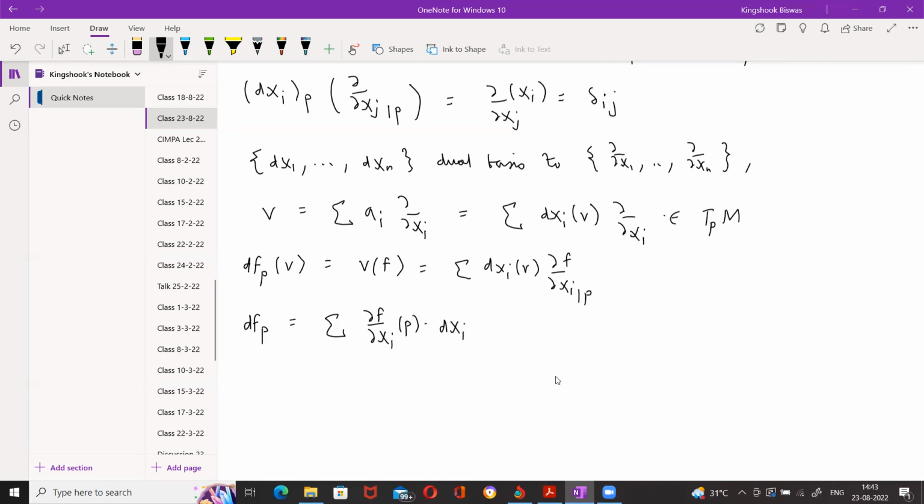Now, what about the derivative of a map between manifolds? If I have two manifolds and a smooth map between them, say phi from M to N, where this is P and the image of P is Q, then what is the natural thing to expect? The derivative of phi should be a linear map from the tangent space at P to the tangent space at Q, right?